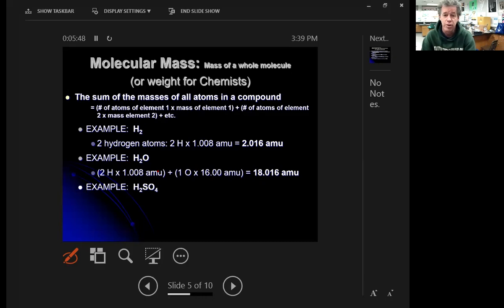Okay, you could also do H2SO4. 2 hydrogens at 1.008 AMU each, 1 sulfur now at 32.07 AMUs, and 4 oxygens at 16.00 AMUs each, so about 98.08 AMUs for the whole molecule.